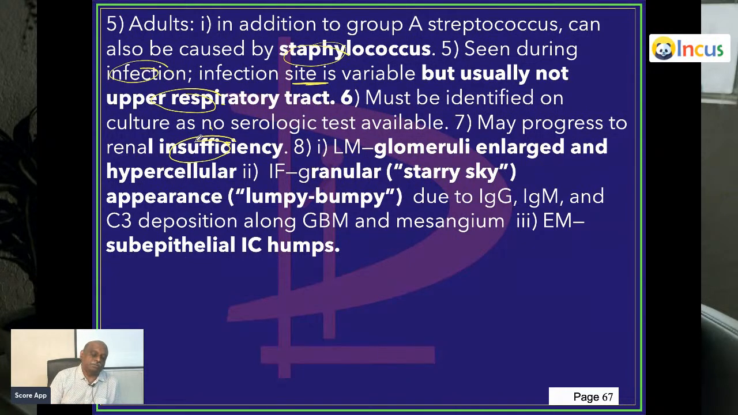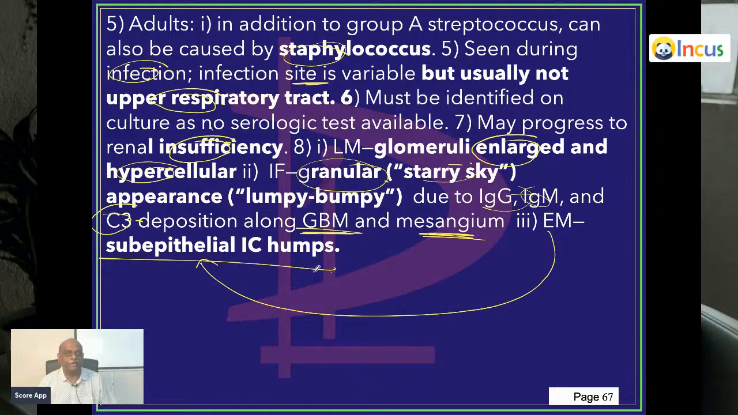So what are the findings of infection-related glomerulonephritis? The glomeruli appear enlarged. They become hypercellular. And if you do immunofluorescence, there will be a lot of granular appearance. It's called starry sky appearance. And all that immune complex deposition will lead to a lumpy, bumpy appearance. Because of that IgG, IgM, complement component C3 deposition along the glomerular basement membrane and mesangium will lead to that lumpy, bumpy appearance, is what you need to remember. And on electron microscopy, what do you see, doctor?